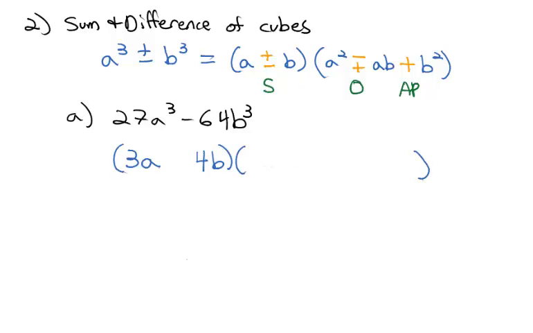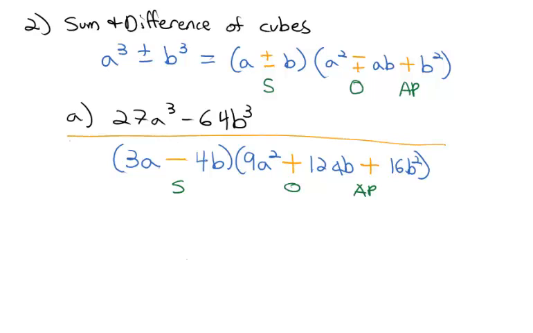The second part, the trinomial, we square the first. So 3a squared is 9a squared. Multiply them together. 3 times 4 is 12ab. And then square the last term. 4b squared is 16b squared. Then we use SOAP to help us decide the signs. S means same sign as the problem, minus in this case. O means opposite, plus. And AP is always positive. We have now factored that difference of cubes.